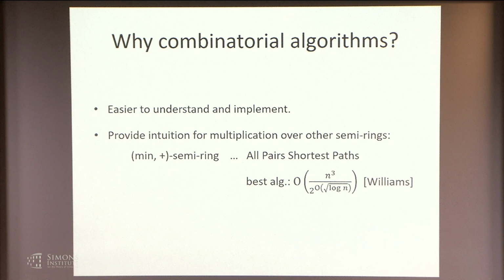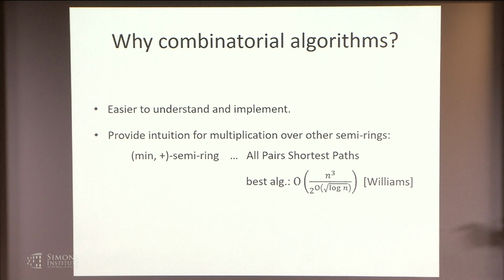So why combinatorial algorithms? I already said, because they are interesting in their own right. People are usually much better at implementing combinatorial algorithms than fast matrix multiplication. Moreover, it would give you more insight into the problem of multiplying matrices, and it could also give you insight for multiplying matrices over other semirings, for example the min-plus semiring, which is equivalent to computing all pairs shortest path in a graph.